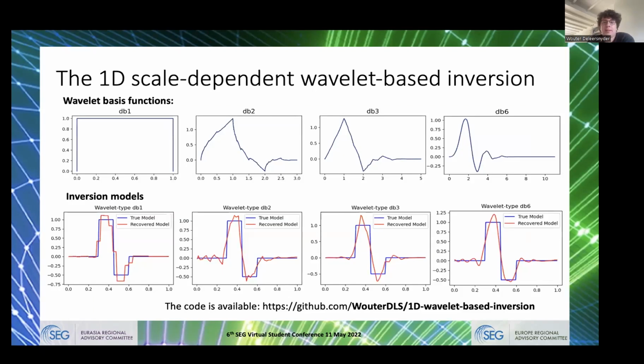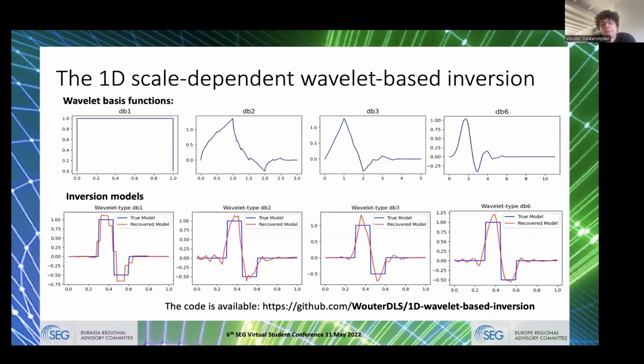So let me illustrate the flexibility of the method on a toy model. On the first row, you see a series of wavelet basis functions. These are actually the building blocks that you can use to build one inversion model. The first one is the Haar wavelet, which we have already encountered in the previous talk of Lucas. And this will generate spikes, or at least an inversion model with a very blocky nature.